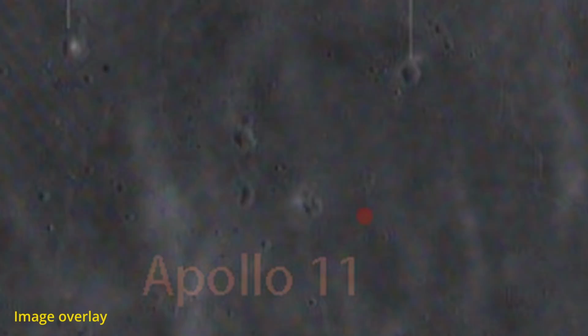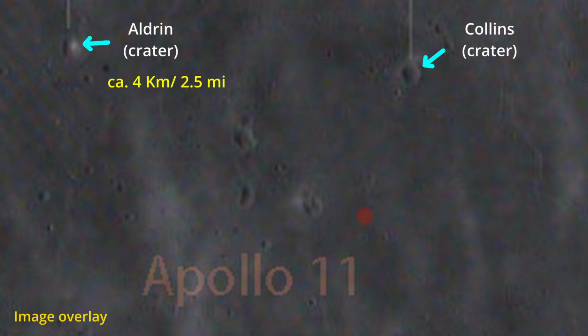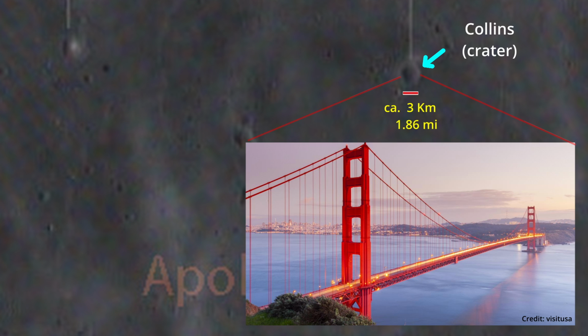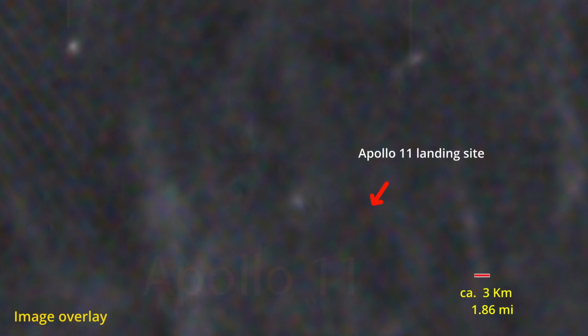Let's do the image alignment against the reference image. Here we have the Aldrin and Collins crater. The diameter of the Collins crater is approximately equal to the length of the Golden Gate Bridge. Here we have an approximate scale, and around here is the Apollo 11 landing site.